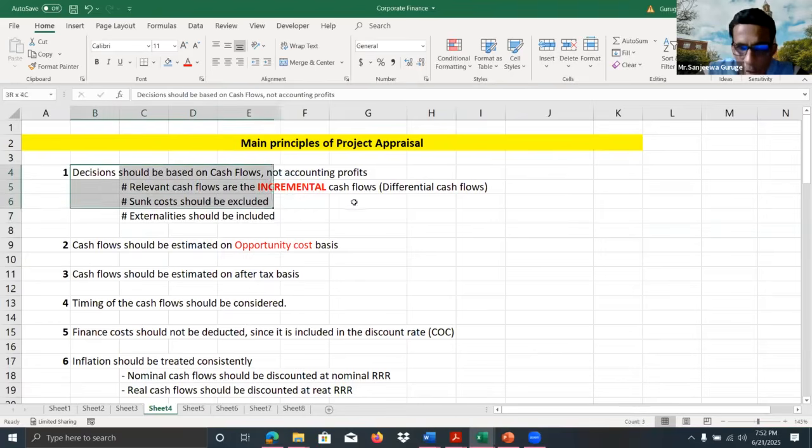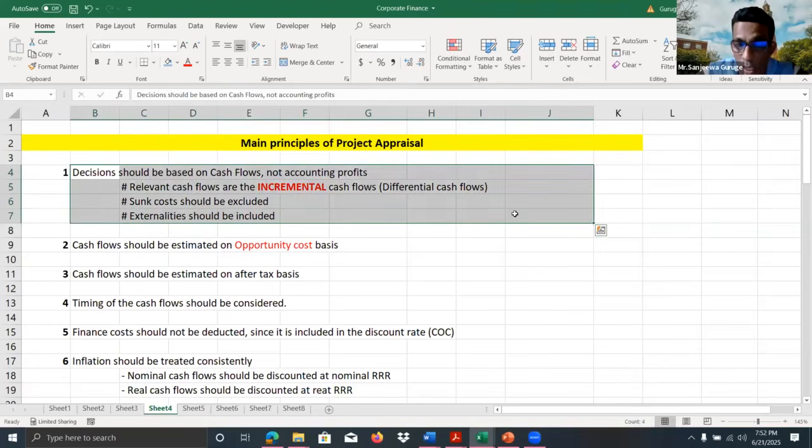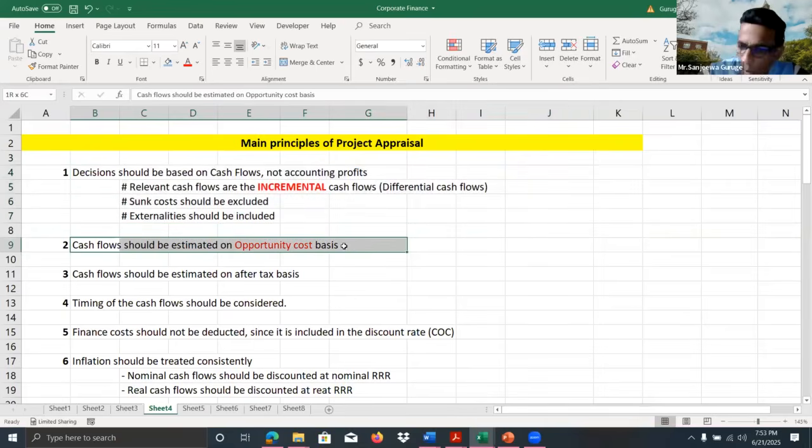And especially when the organization is using its own resources for a new project, right? So that is a useful thing, because maybe the organization is going to use its own building to start the new project, right? There is no additional cost. Maybe the factory or the building is already constructed, but there will be opportunity cost. So the cash flow should be evaluated on opportunity cost basis.